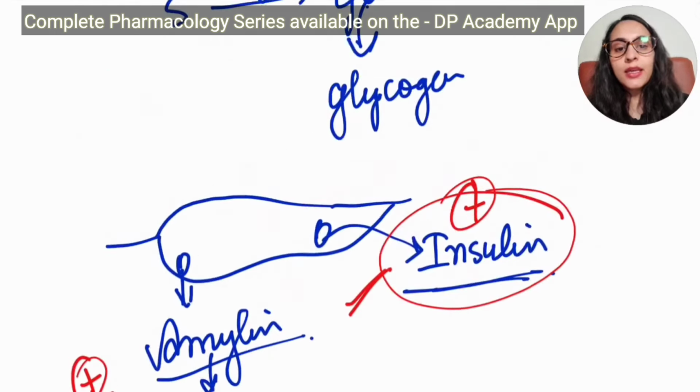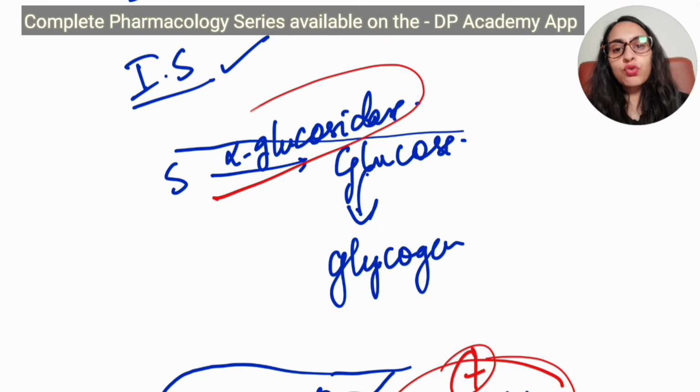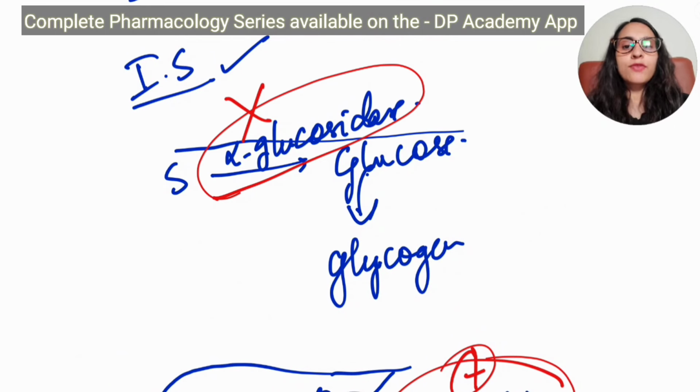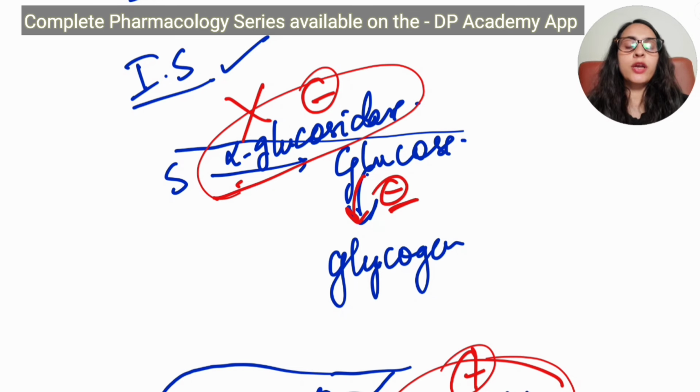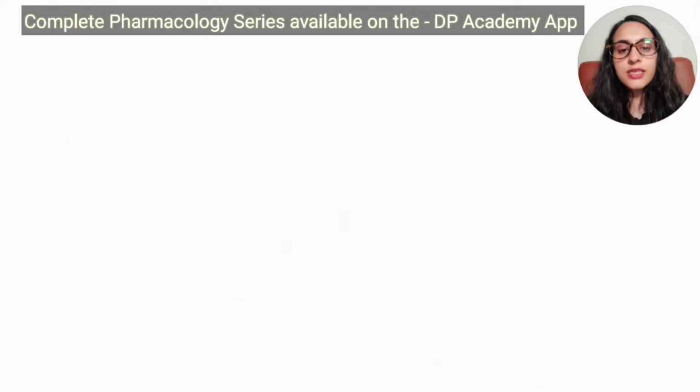Another way is by inhibiting the conversion of sucrose to glucose by inhibiting the enzyme known as alpha glucosidase. If sucrose is not getting converted to glucose, then the glucose is less in the blood. So you can also control diabetes by inhibiting the glucosidase enzyme. You can also inhibit the glucose absorption. So these are the drugs that we'll be talking about one by one.